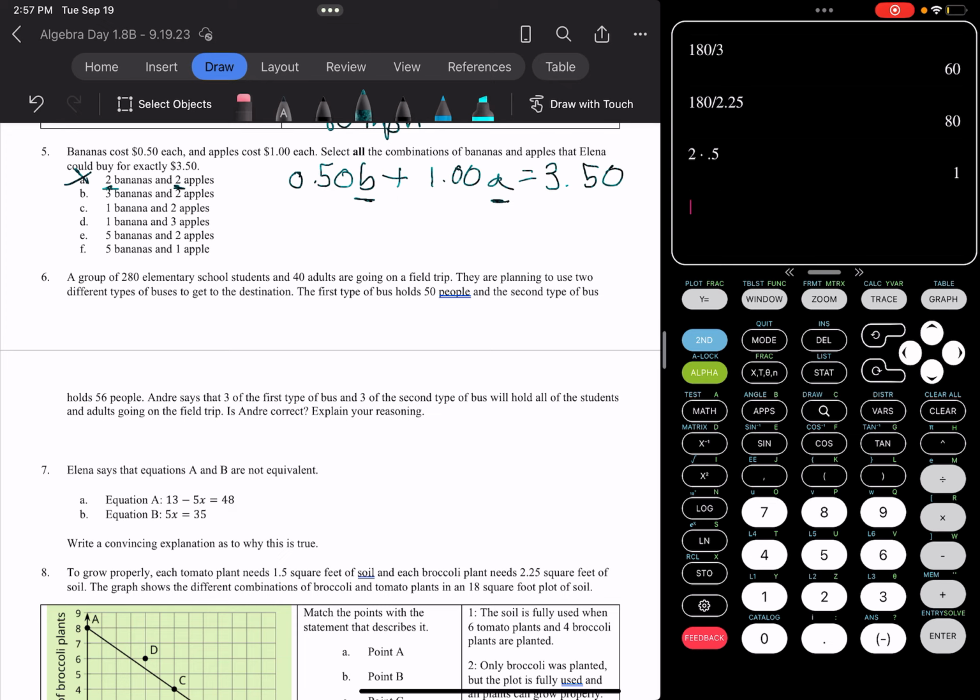I'm not going to show you the example through all of that because that's just calculating things and plugging numbers in. All right? Plug in your number of bananas, plug in your number of apples, and see if it equals 350. If it does, it's an answer. If it doesn't, it's not an answer.